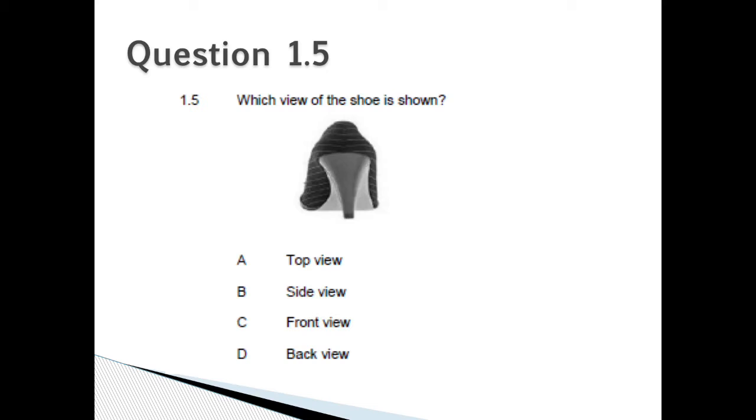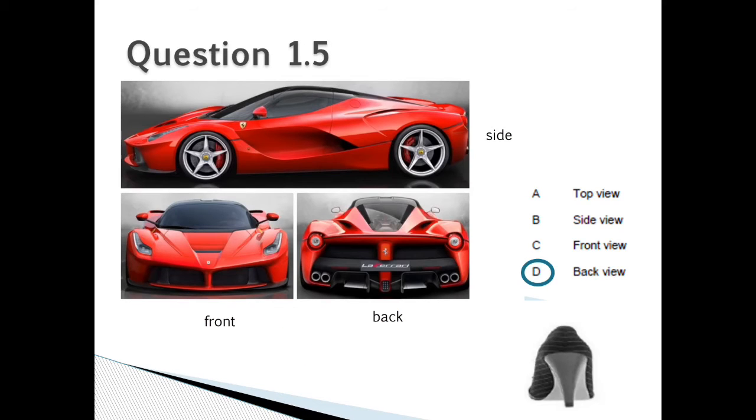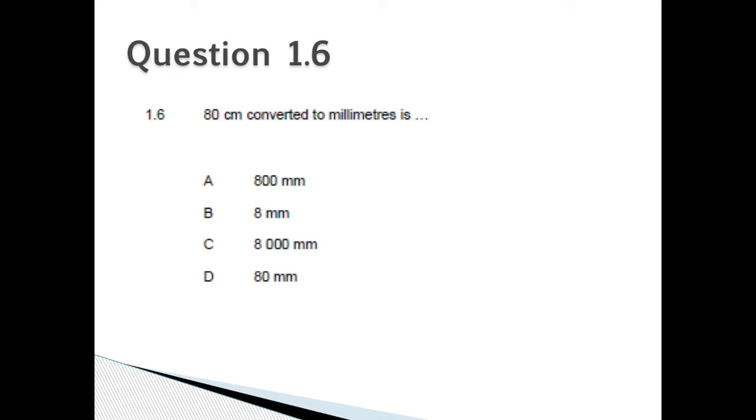Which view of the shoe is shown? Is it A, the top view, B, the side view, C, the front view, or D, the back view? The correct answer for 1.5 is D, the back view. 80 centimeters converted into millimeters is A, 800 millimeters, B, 8 millimeters, C, 1,000 millimeters, or D, 80 millimeters.